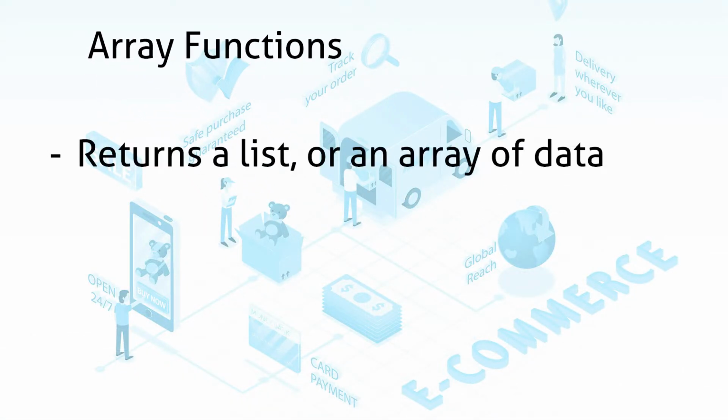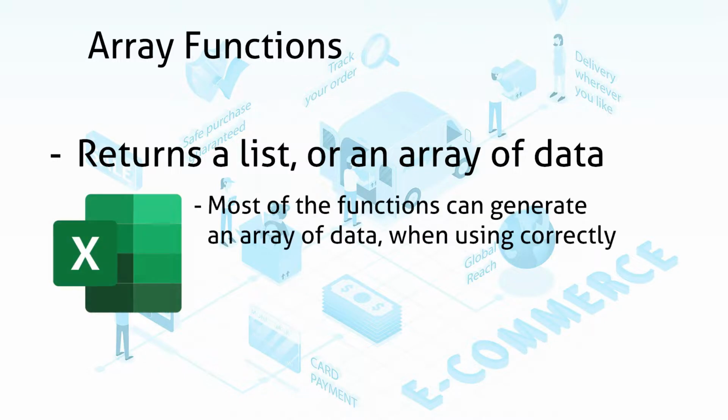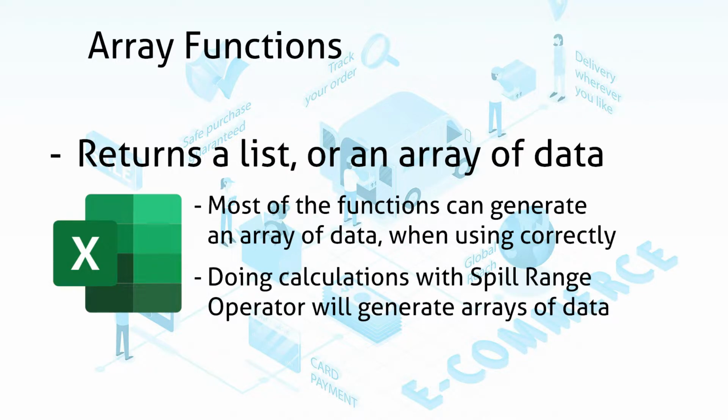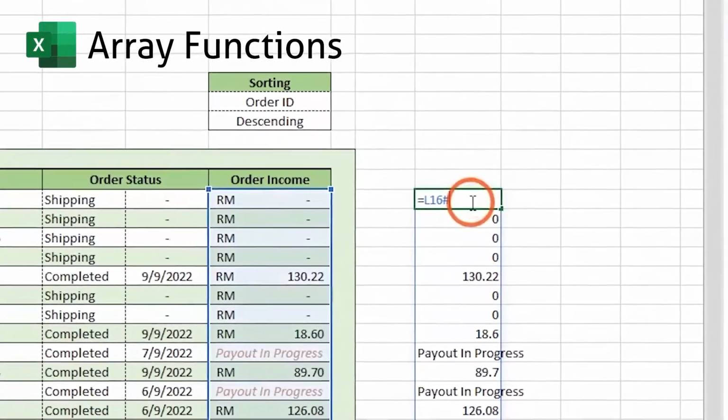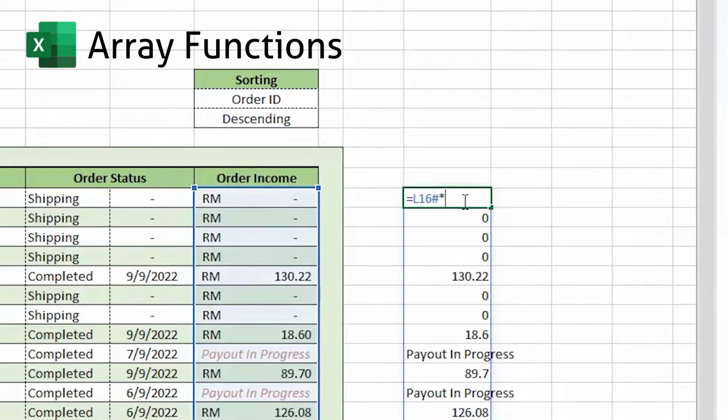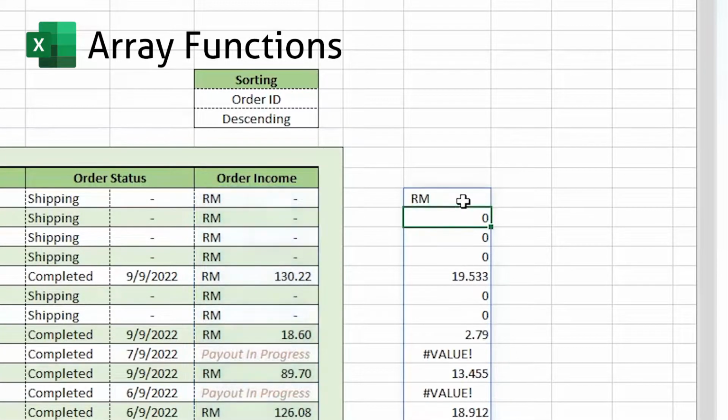Array functions are functions that can return a list or a data array. In Excel, most of the functions are able to return arrays of data. Even simply using the spill range operator with a simple calculation, an array of data can be generated. Let's say I want a list of results that is 15% of the order income. It did the calculations and listed out all the results.